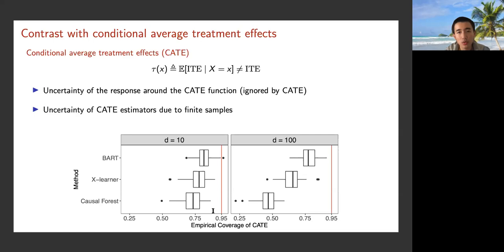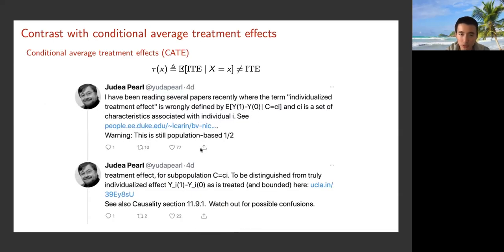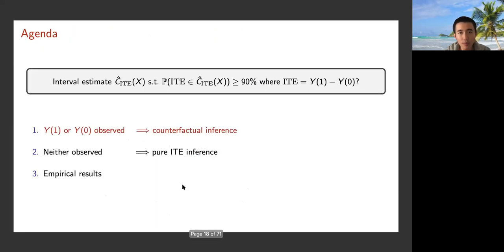Lastly, I will make this quote from Dr. Judea Pearl, who makes a clear distinction between the CATE and ITE. His point is that if we want to interpret something as an individualized effect, we need to use the ITE rather than CATE. So that's pretty much the background.